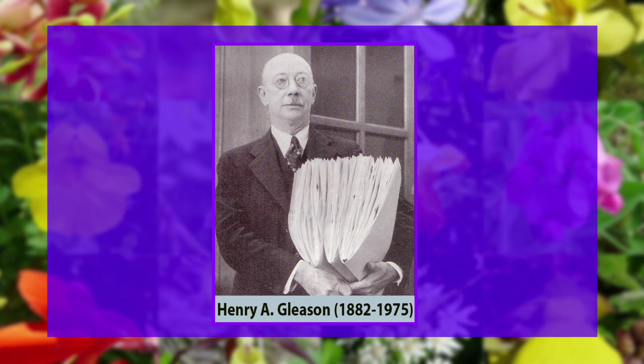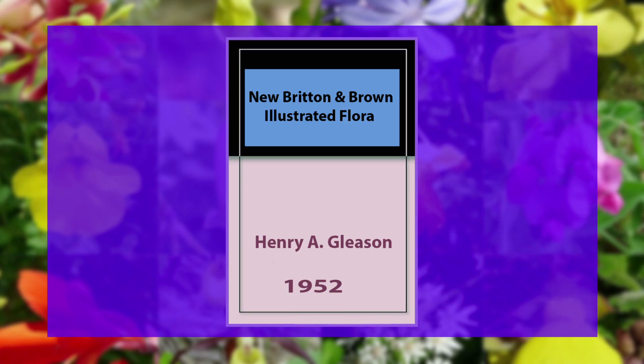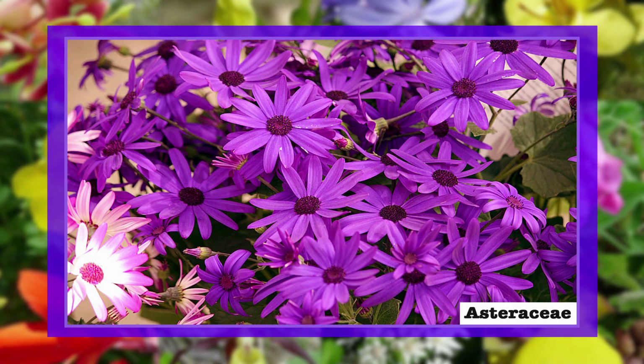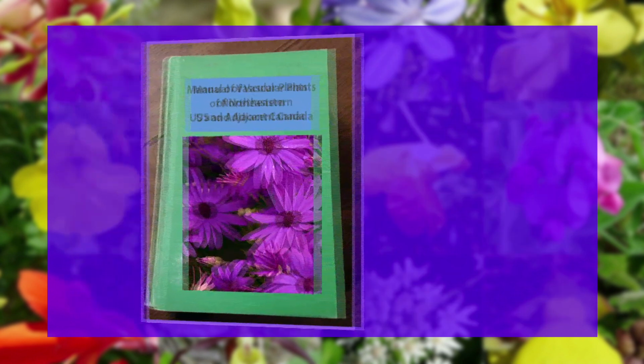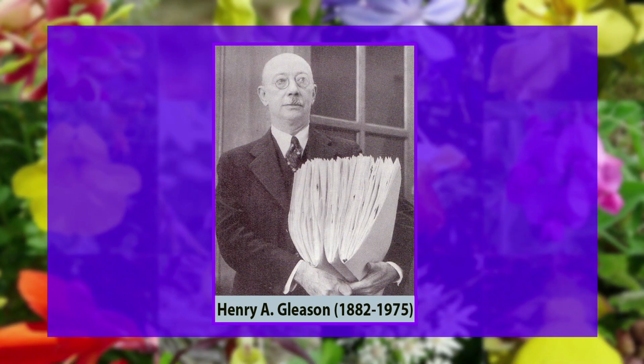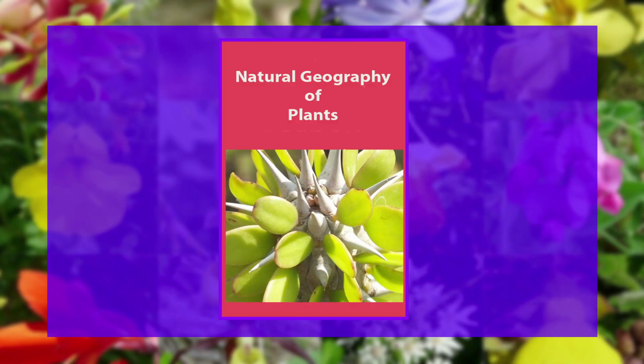At the NYBG, Henry A. Gleason nurtured his interest in floristics, leading to collaboration between the two men that resulted in publications that remain botanical classics to this day. The first was Gleason's New Britton and Brown Illustrated Flora, to which Cronquist contributed the section on the Asteraceae. The second was their Manual of Vascular Plants of Northeastern United States and Adjacent Canada, known to botany students as the Green Bible. A third co-authorship with Henry Gleason was The Natural Geography of Plants.